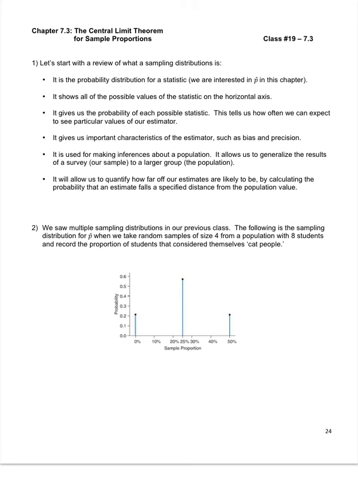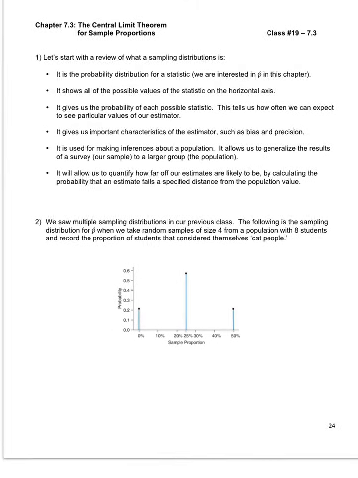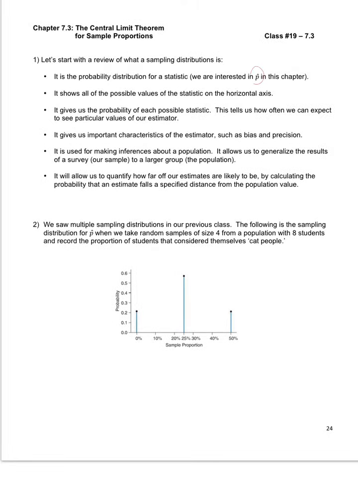All right, section 7.3, central limit theorem for sample proportions. So let's start with a review of what a sampling distribution is. Keep in mind it's a probability distribution for a statistic, and in this chapter we're interested in p hat. It shows all the possible values of the statistic on the horizontal axis. So I'm going to refer us down to here.